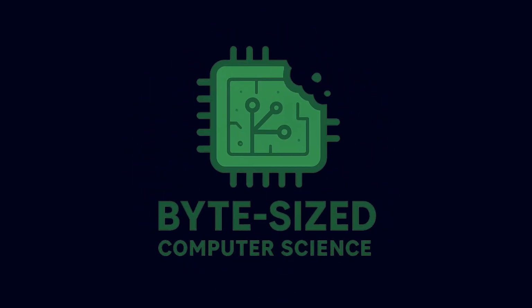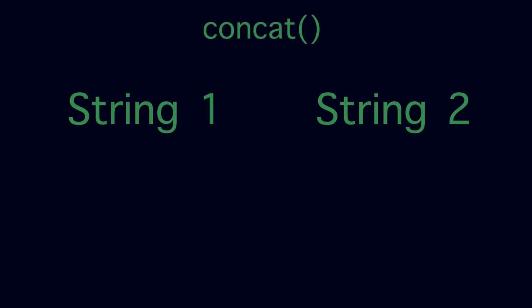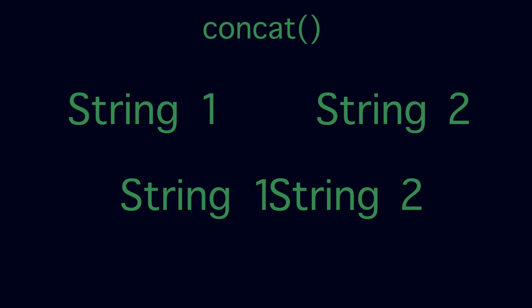Today we will be looking at more string operations: concat, toUpperCase, toLowerCase, and split. Let's get started. First off, let's look at the easiest of the functions, concat. Concat is a string function that takes two strings and returns the second attached to the end of the first.